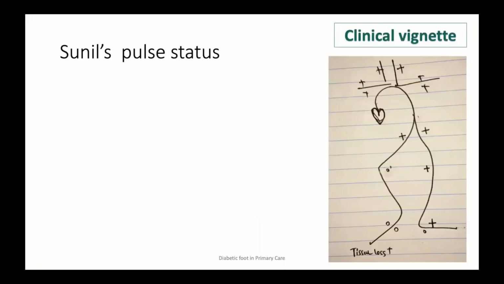In reality, in our patient, even though there is no history of claudication or rest pain, the patient has absent pulses in the popliteal artery as well as in the foot. He has a femoral pulse and nothing else. And in the presence of tissue loss and absent pulses, chances are this patient actually had peripheral vascular disease with diabetic foot infection.